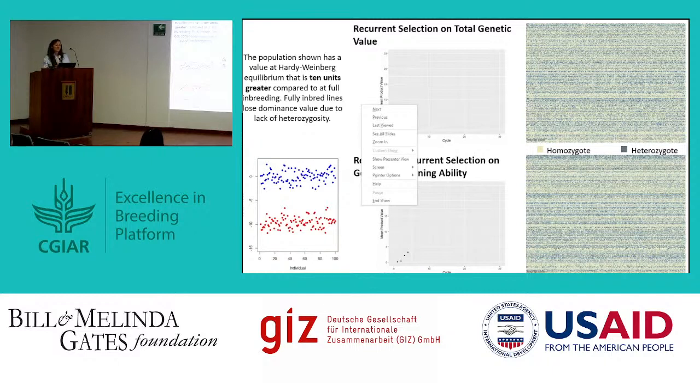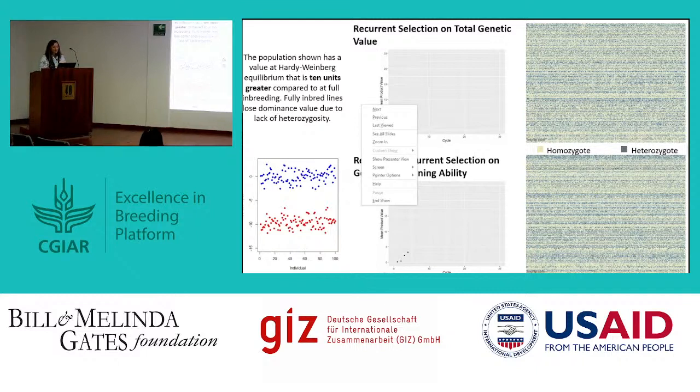With maize or with cassava. Sorry, Chefe, you're right there. And the reason that we see that inbreeding depression is if we have fully inbred lines, they lose the dominance value because of the lack of heterozygosity. And they don't yet have all of the good alleles that they would want in the homozygous state. So we observe that loss.